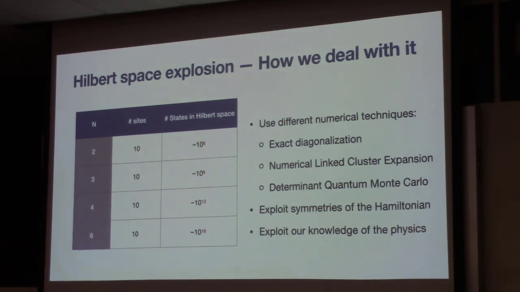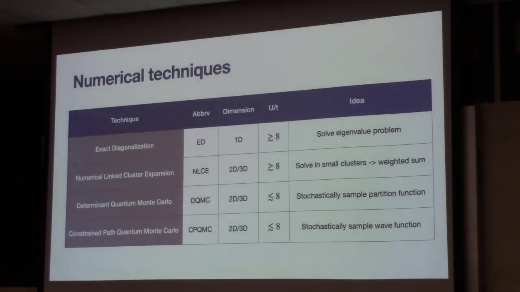This is a little bit more technical slide, but I just wanted to share it. When can we use the different techniques? In which dimensions? For example, ED works best in one dimension, at large interactions. The NLC can do 2D and 3D, also at large interactions. The DQMC mainly works at small interactions, and it's ideal for 2D or 3D systems. And this, in collaboration with Ettore here, with CPQMC, also in 2D and 3D systems.